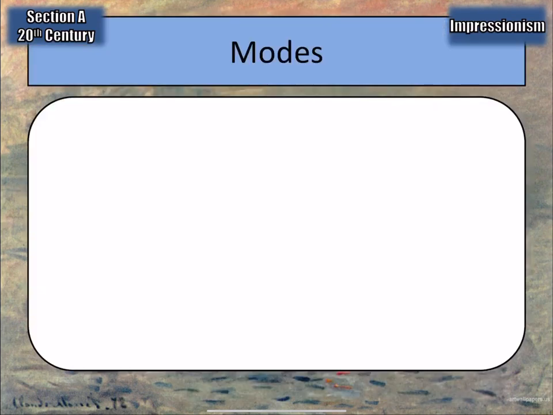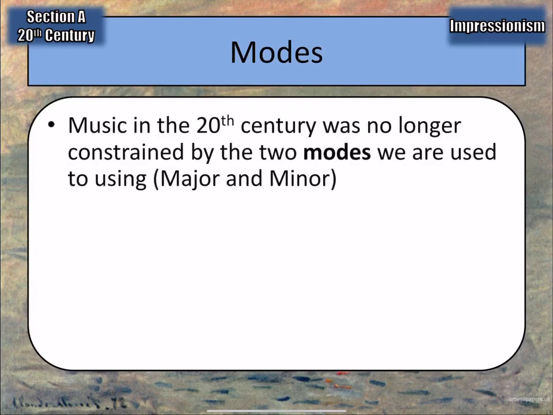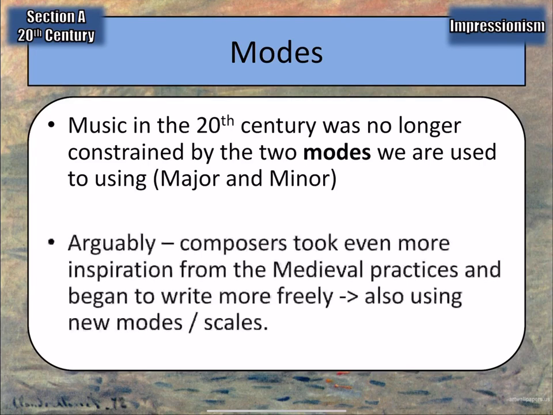Another thing is the use of modes. We've spoken a few times about the idea of modes and how they're different from just the major and minor key signatures that we're used to using. Now, the modes have been around for a long time. We often talk about what are called the medieval modes. And these came back into fashion in the 20th century. And essentially, it's a different type of scale which uses a different combination of tones and semitones.